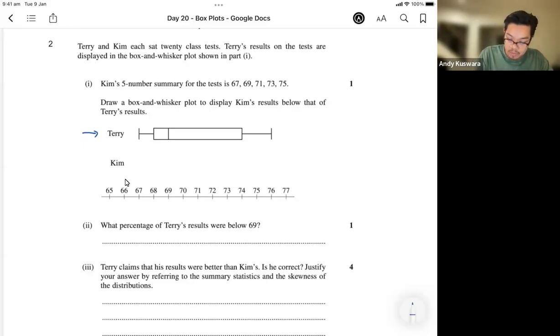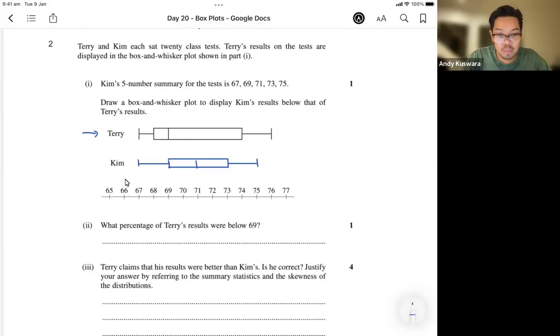So all you do is you look at the numbers, 67, there's a line there. And of course, you should probably be using a ruler here. Your next one is 69. Your next one is 71. Your next one is 73. And then the next one after that is 75. The way that you draw a box and whisker plot is your end pieces are just going to be straight lines, but then your middle section becomes your box. So your box should look something like this, right under Terry's. That would be an acceptable answer there. Now, that was part 1.